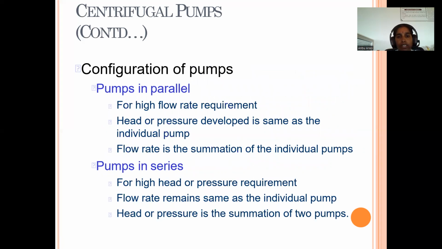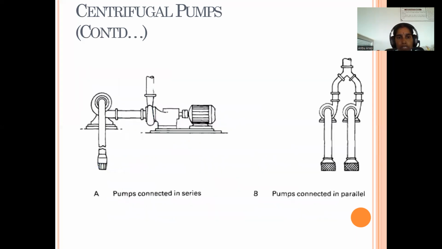Centrifugal pump configurations: pumps in parallel and pumps in series. These are both configurations in centrifugal pumps. Pumps in parallel are for high flow rate requirements; head or pressure developed is the same as the individual pump. Flow rate is the summation of the individual pumps. Pumps in series are for high head or pressure requirements; flow rate remains the same as the individual pump. Head or pressure is the summation of the two pumps.